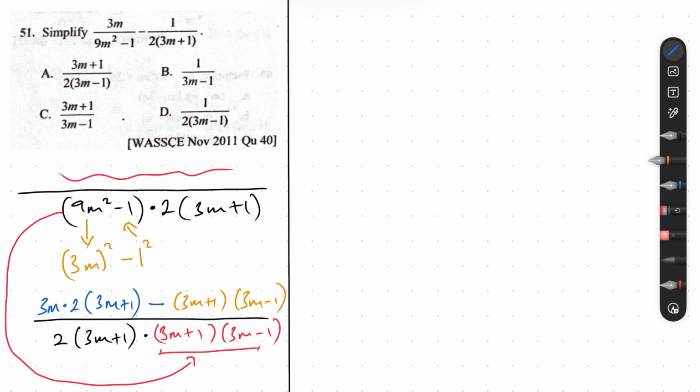Now let's simplify further. Don't get confused. Just follow. Okay? Cool. Now 3m times 2 can give us what? 6m. Okay? Let's do that. Let's write 6m into bracket 3m plus 1. Then we have minus 3m plus 1, 3m.